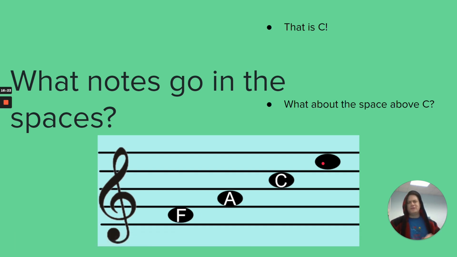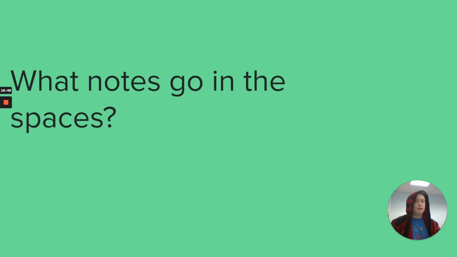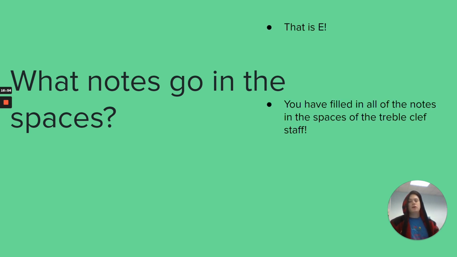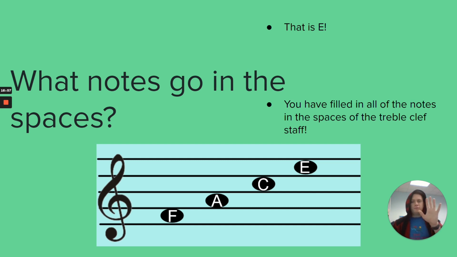What should come next? And this should be a lot easier now that you've done this a few times. What comes after C? Okay, what comes after that note onto the next space? Skip from C over the next note to the next note after that. Just like A skipped over B to C, C skips over D. It's E. So you have filled in all of the letters of the musical notes in the spaces.